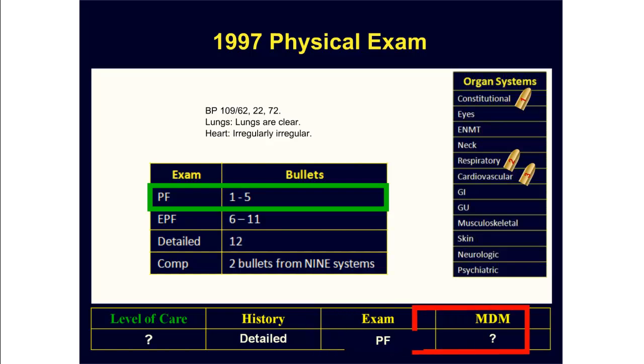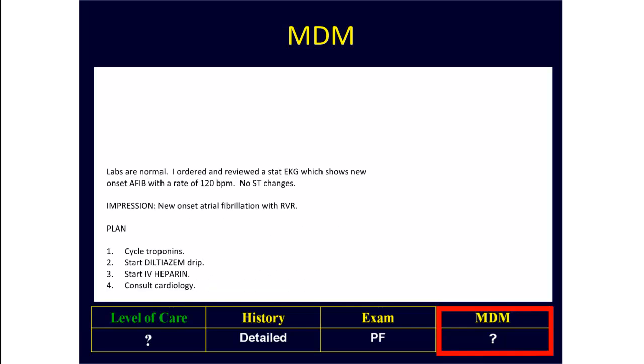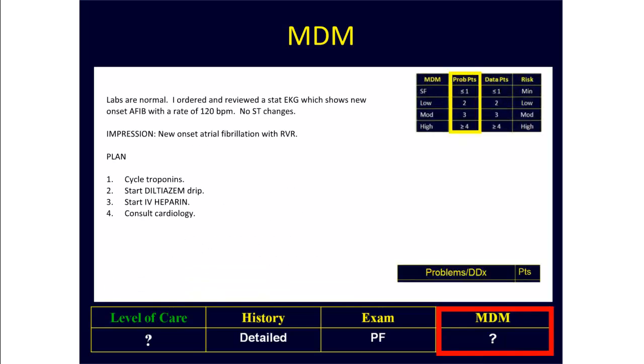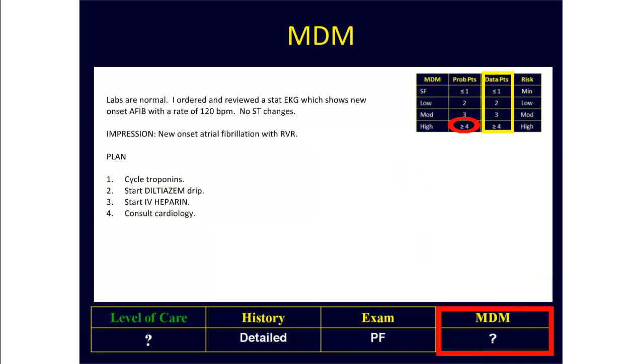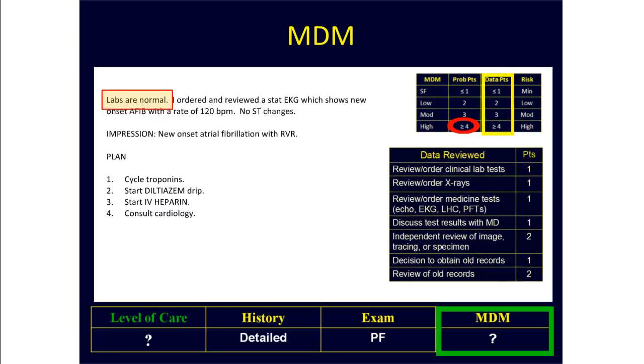The last step is to check the medical decision-making. Looking at the medical decision-making and starting with the problem points, here we have a new problem for which further workup is described, which means it's worth 4 problem points. Next step is to check the data points. Looking at the data points, here we get 1 data point for reviewing labs, 1 data point for ordering the EKG, and 2 data points for reviewing the EKG. This adds up to a total of 4 data points.